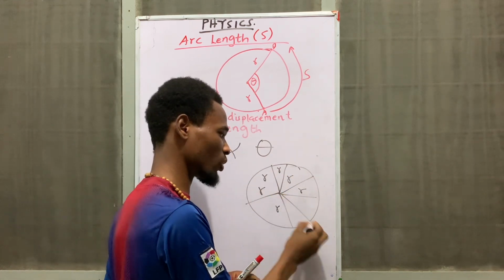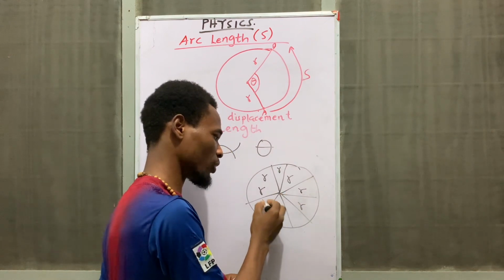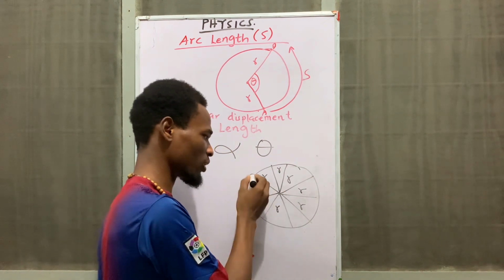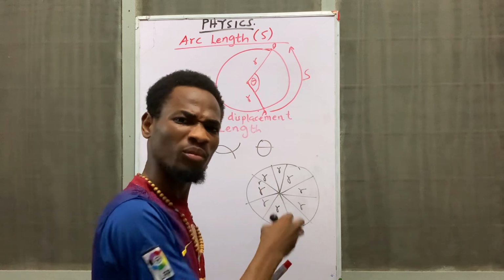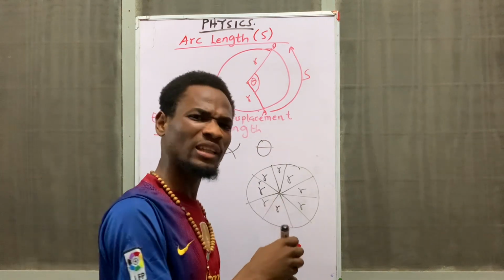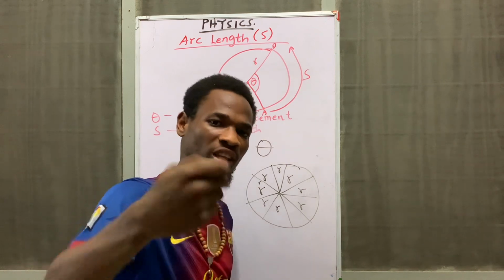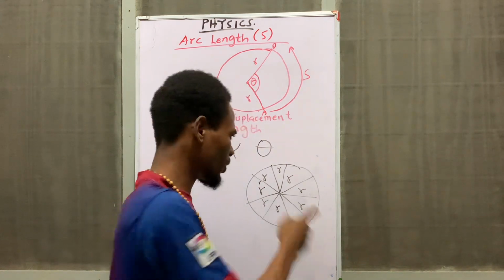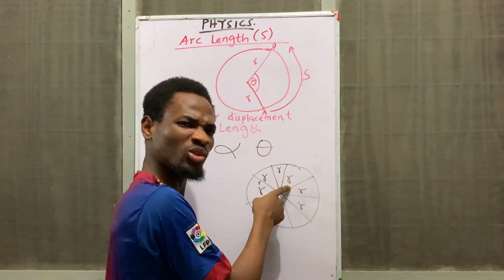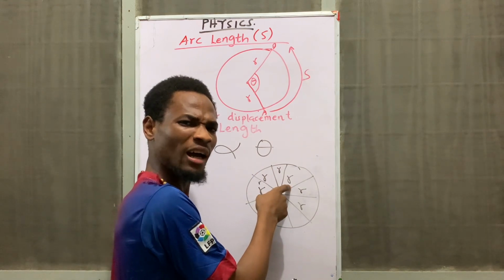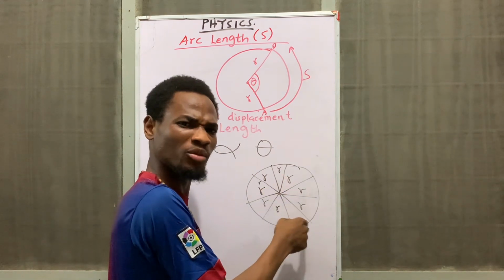So from here to here is my radius. From here to here is my radius. What can you see? You can deduce something from here. You realize that the radius is not changing. In other words, the radius is constant. Because here is radius, and when I come here, it is not something different. It's still radius. It keeps repeating itself.